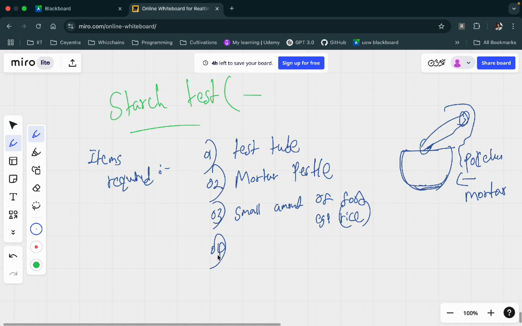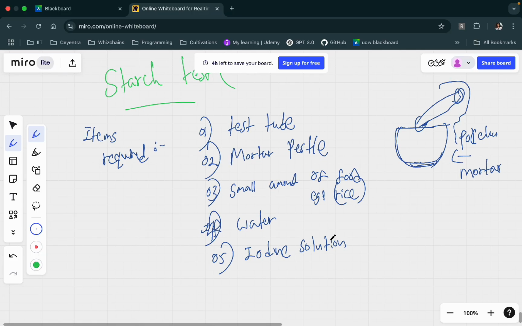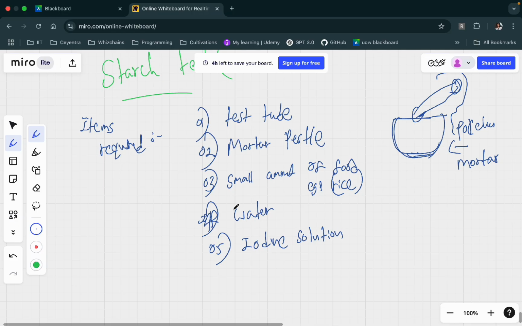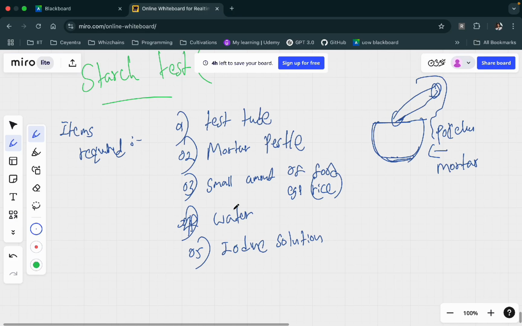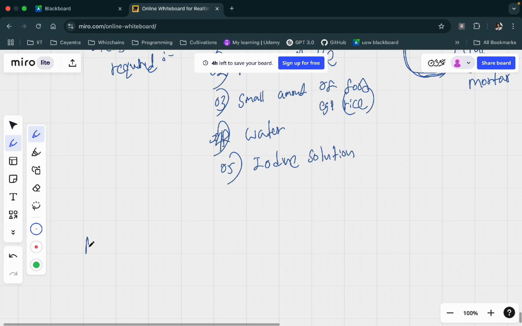ඔයාලා කන්න ගෙනාපු කෑමකින් චුට්ටක් ගත්ත කියලා අඩුවෙන් අවුලක් එන්නේ නැහැ නේ. Okay, then we need water also, and finally we need iodine solution. Okay, iodine solution. So these are the items required. Okay, then method.